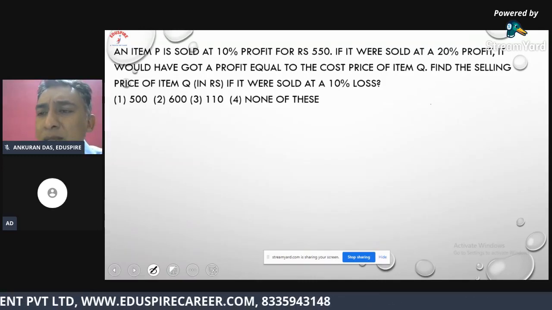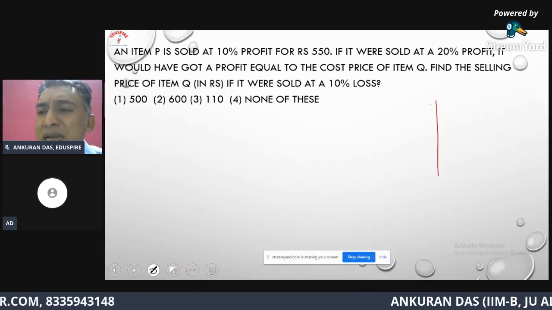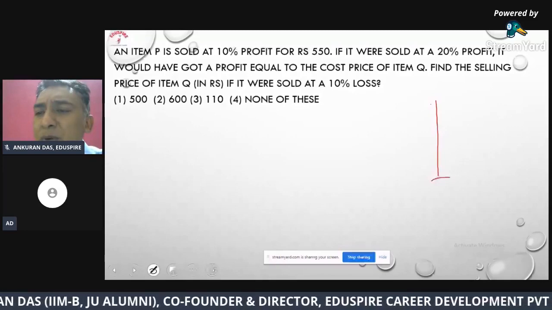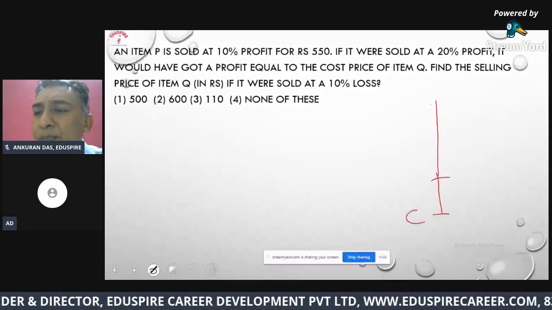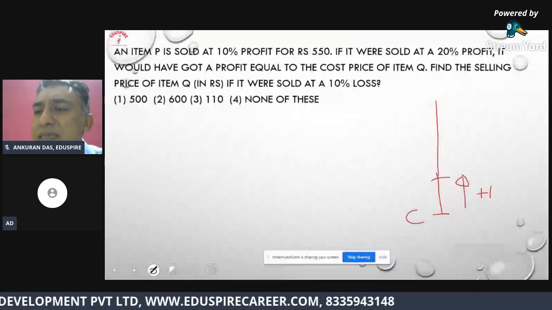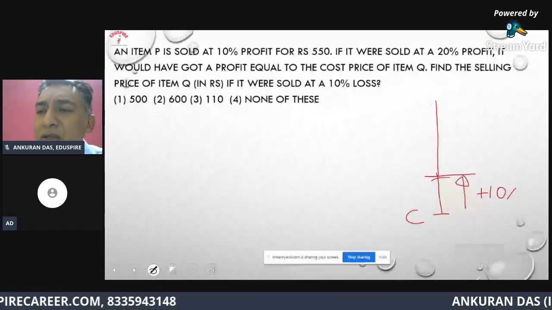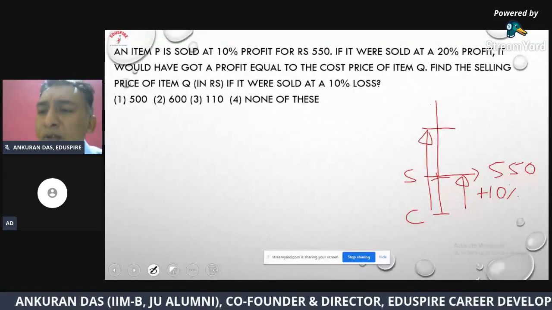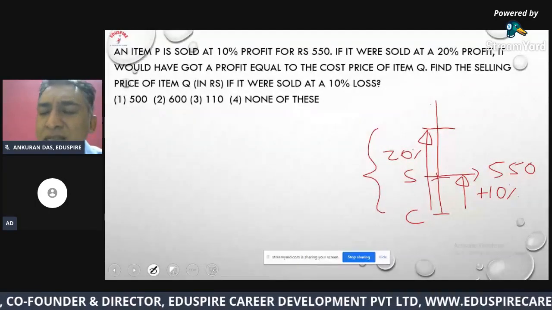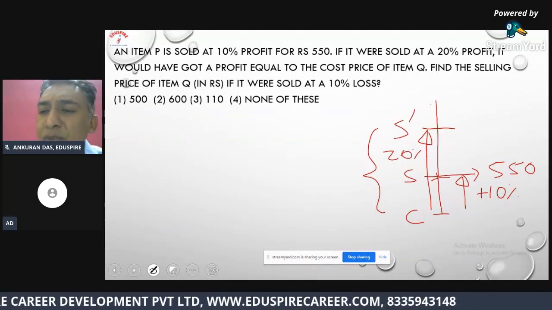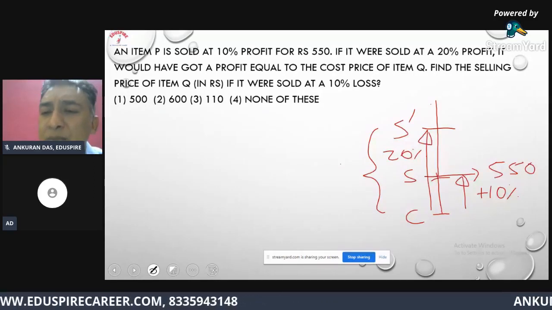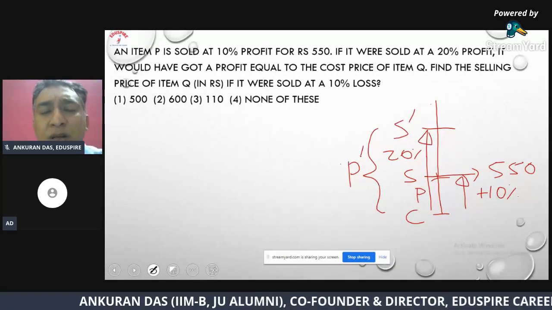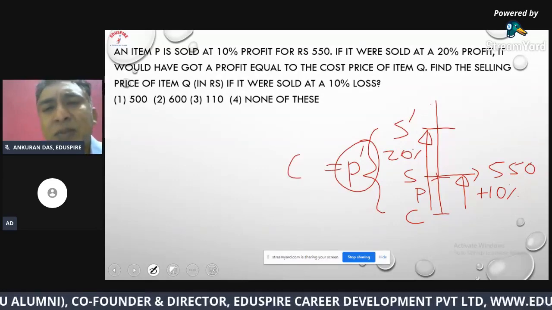So for example, I look at the situation like this. On one side, they have said, while the item is being sold at 10% profit, the selling price is 550. When it is sold at 20% profit, then the sales price would have been S dashed, let's say. Then in the beginning, the profit is P. In the second case, the profit is P dashed. So this profit becomes equal to the cost of the item Q. So this part needs to be understood well. Once you understand this, the rest of the problem will look easy.